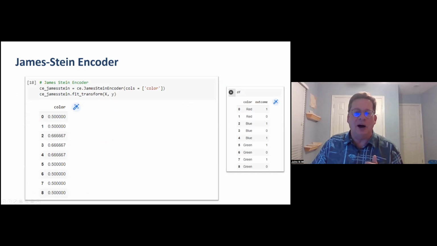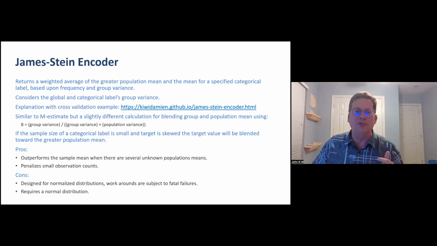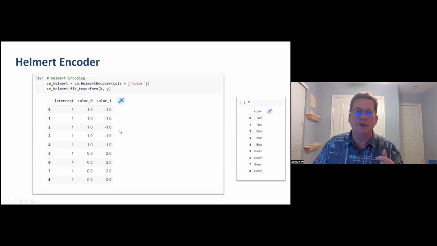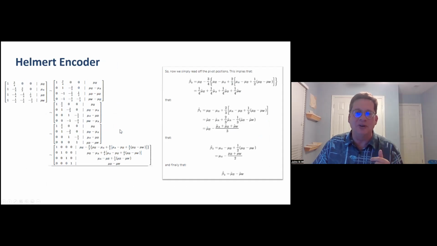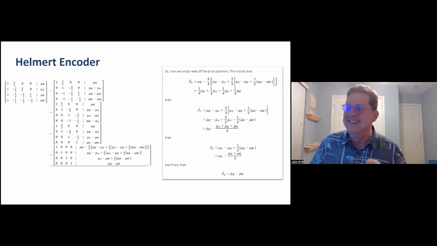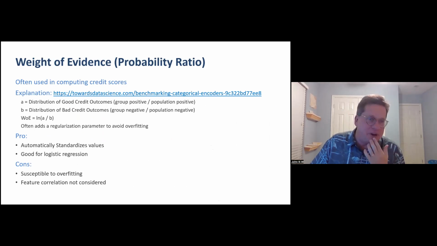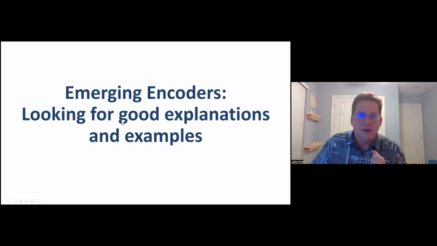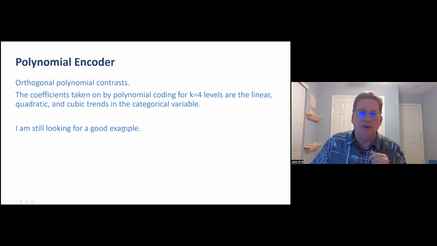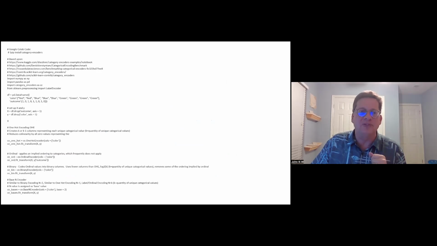And James-Stein, really good results off of James-Stein encoding and Helmert encoding. If you can understand that, well, anyone want to offer to explain that? It was all Greek to me. Okay, and weight of evidence is a categorical encoding method that people used for computing credit scores. There's a couple of these that I haven't found use cases for.